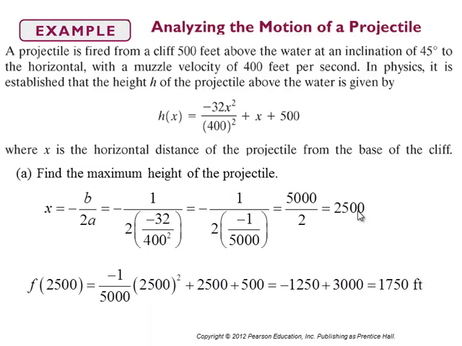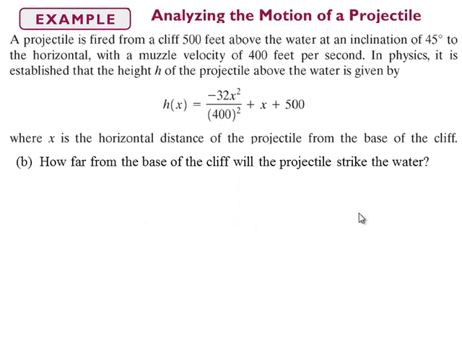And what is that maximum height? Well, plug the 2500 back into this height function, replace x by 2500, and that works out to be 1750 feet. So the maximum height that this projectile achieves is 1750 feet, and that's going to be at the 2500 foot mark downrange. We got some other questions. How far does this projectile travel before it hits the surface of the water?